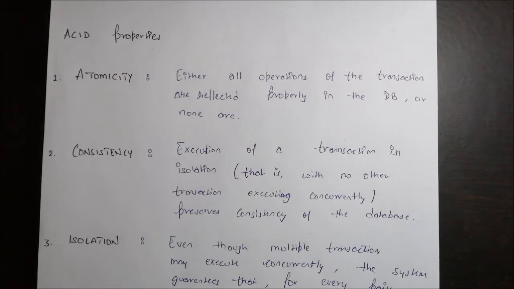Also, by consistency, we can say that suppose a bank transaction is taking place in which some person is transferring some amount to another person. Suppose A is transferring $100 to B. If there is no consistency, then the sum of both bank balances will not be equal, but it should be equal after the transaction ends. So this is consistency: maintaining the database properties before and after the transaction. So this was an example of consistency, but isolation is our next property.